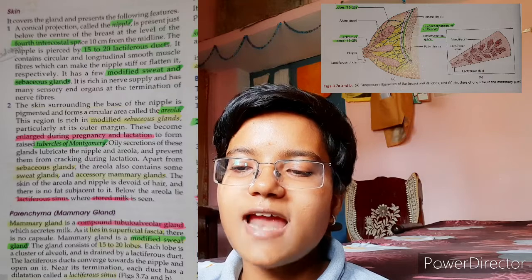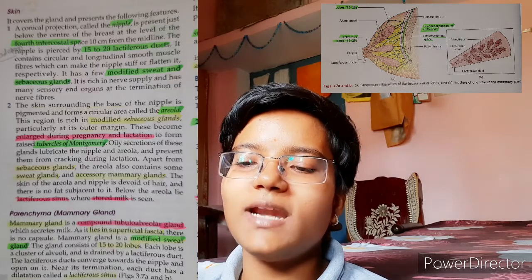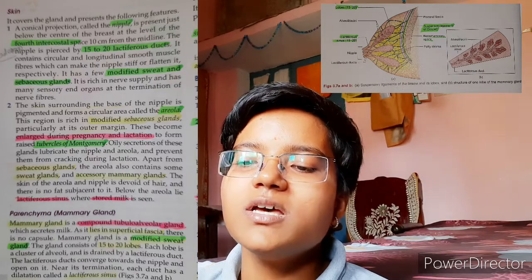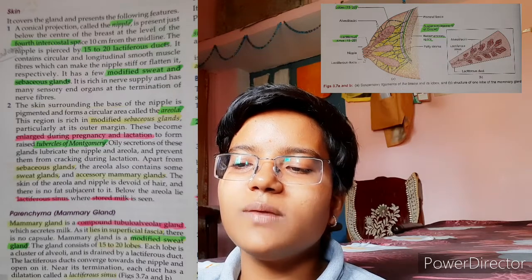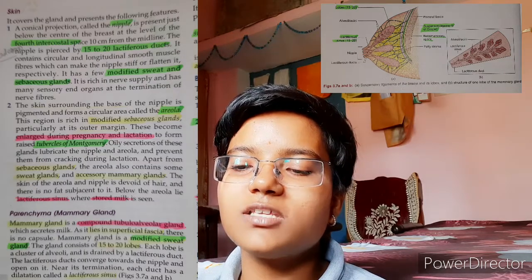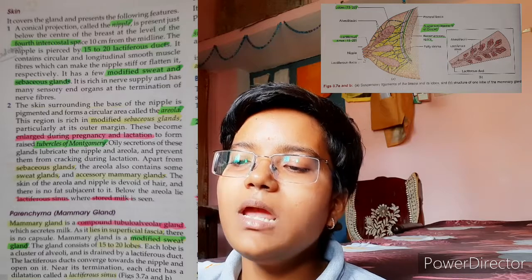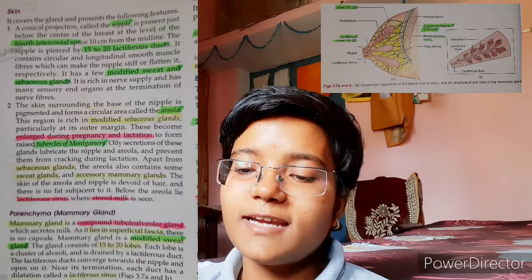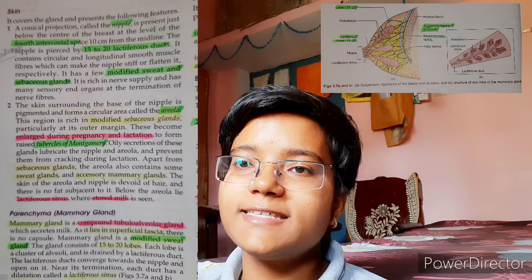Apart from sebaceous glands, the areola also contains some sweat glands and accessory mammary glands. The skin of the areola and nipple is devoid of hairs and there is no fat subjacent to it. Below the areola, the lactiferous sinus, where stored milk is seen.